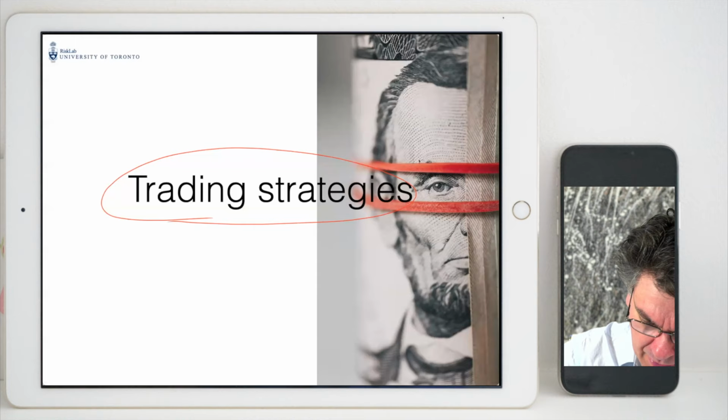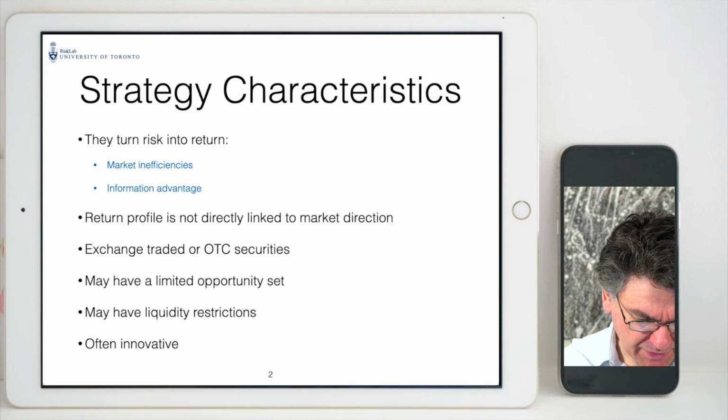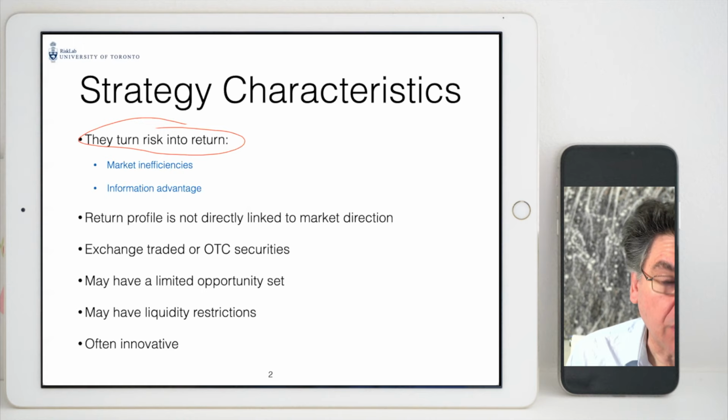I'm going to start by making some general remarks about the strategies. They all have a way of working, which is that they turn risk into return. We already saw this in our example of a snow fund. We were using a market inefficiency that was a way of making some money by taking some risk, and they oftentimes come with what's called an information advantage.